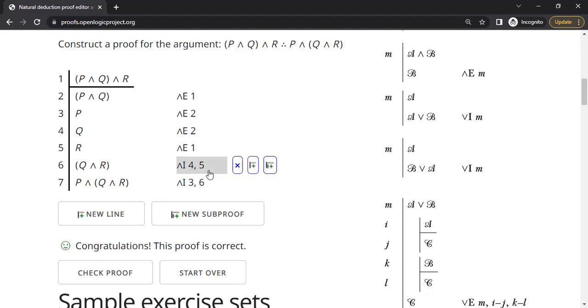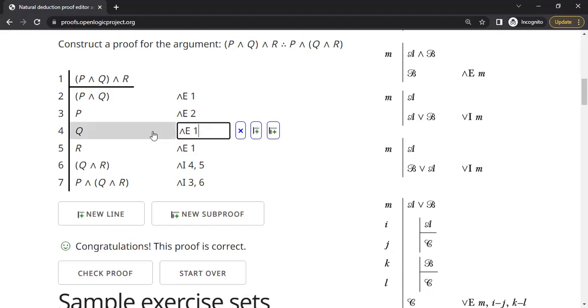Okay, let's make one mistake and see whether the system is catching us. Let's say that instead of Q coming from line number 2, I will put line number 1. It should not be possible for me to directly take Q from line number 1, right? I have to go through line number 2 and only then can I come to line number 4. I can't skip something in between. That's not correct, logically speaking.